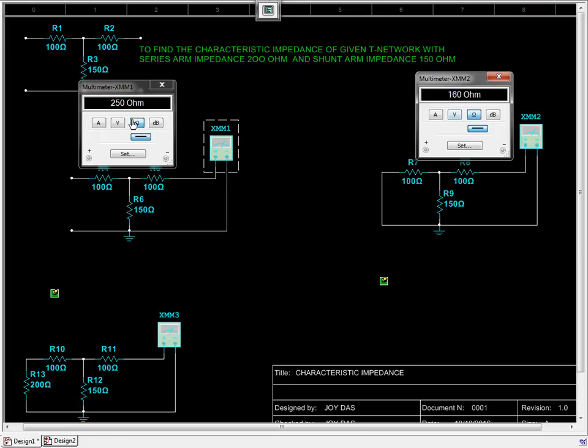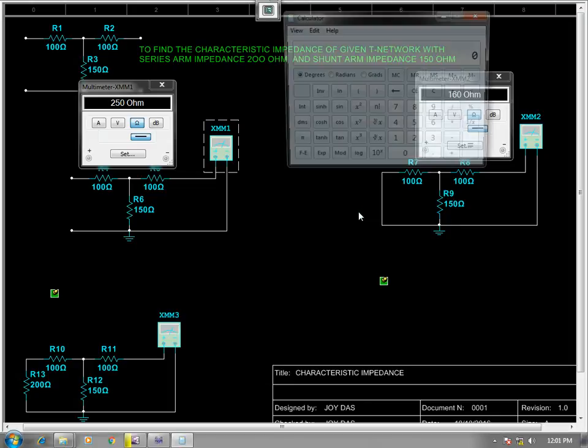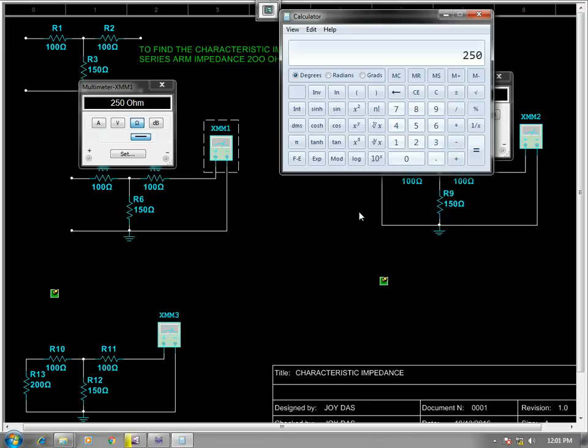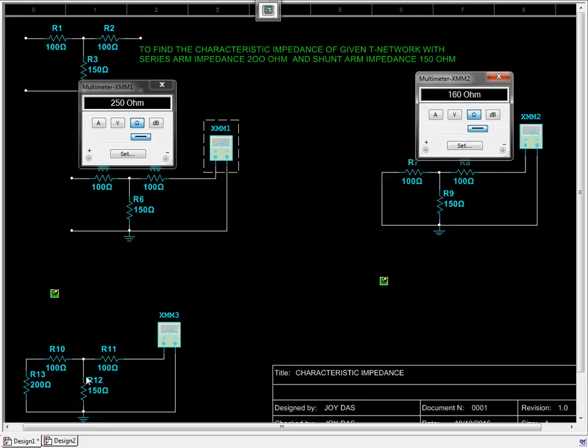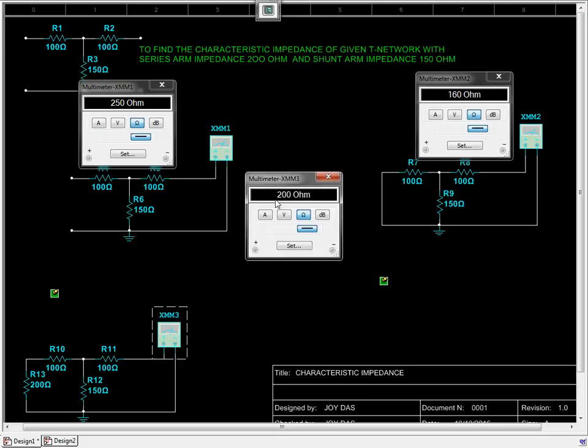So ZOC is how much? 250, and ZSC is how much? 160. Multiply these two, that is 250 into 160. I found this is 40,000, and if we take the square root of this, that is to the power 0.5, we have found it 200. So characteristic impedance is found to be 200, and which I have connected here. 200 is connected here, and what we found from here, it is 200 ohms exactly.